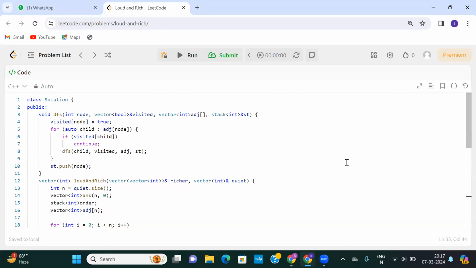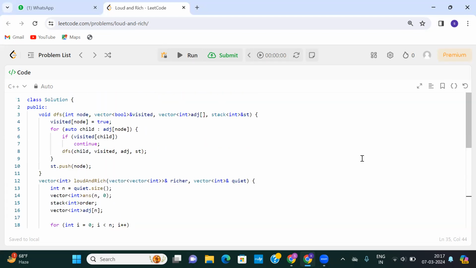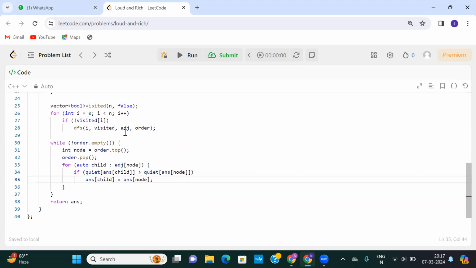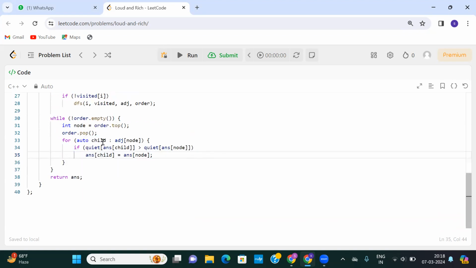Stack is based on last in, first out. So which element will come at the last? The one which is gone at the end. So after this is over, we will have something in our stack in order. While not order.empty, int node equals order.top, then we will pop that element out. For auto child in adj at the index of node.